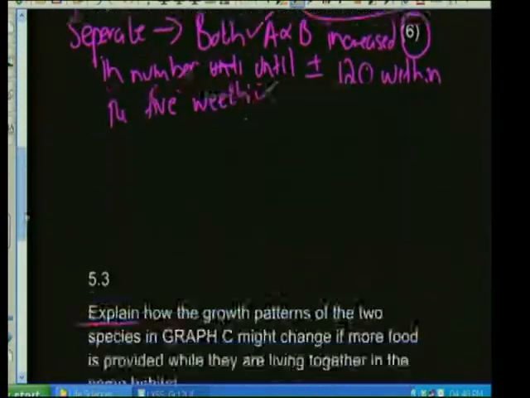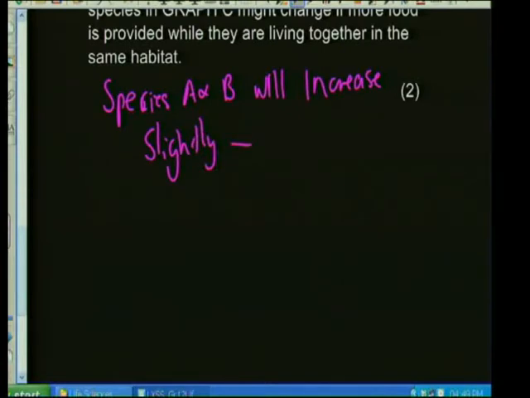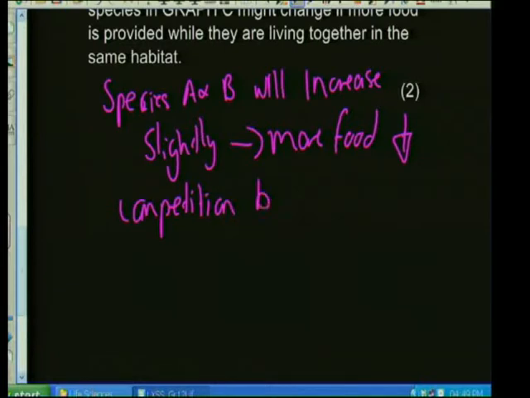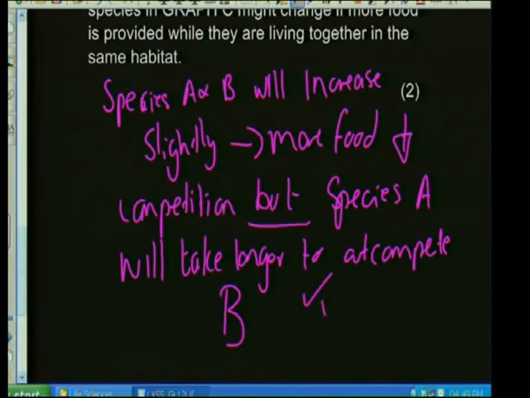So how are we going to answer that question? All of a sudden, both species A and B will increase slightly. Why? More food, which means less competition. But there is a but. Species A will take longer to outcompete. It will ultimately, species A is the stronger one, outcompete B. There we go, your 2 marks.